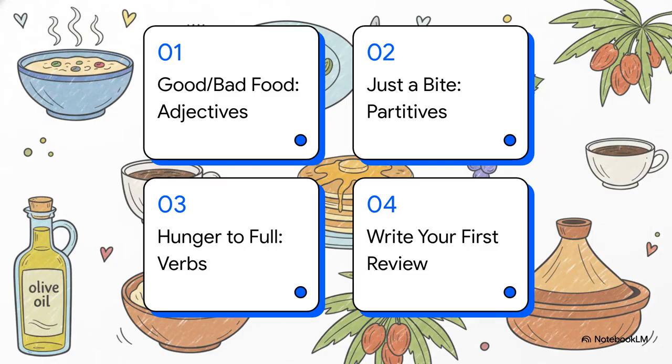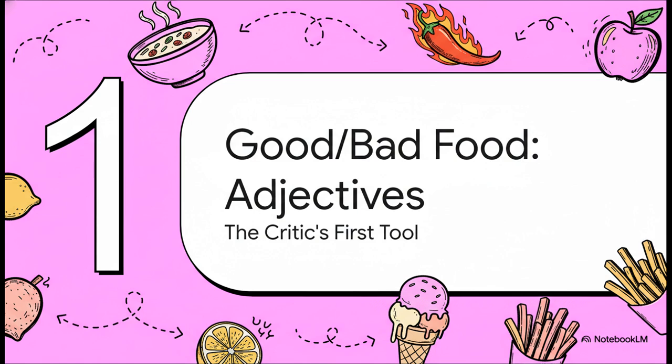So here's our game plan. First, we're covering adjectives for good and bad food. Then, we'll learn how to talk about quantities using something called partitives. After that, we'll look at some really powerful verbs. And finally, you're going to write your very own food review. Ready? Okay, let's start with the basics.